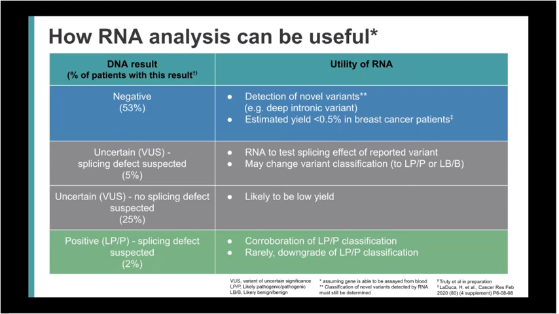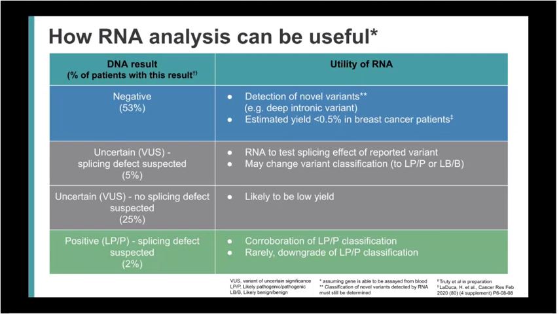On the other hand, about 30% of clinical DNA results will be uncertain, but only 5% of results overall will have a VUS that's predicted to potentially affect splicing. And then finally, about 2% of all clinical test reports are likely pathogenic or pathogenic with a variant that is predicted to impact splicing. But again, the yield here is expected to primarily be downgrades in classification if any classification change occurs at all.